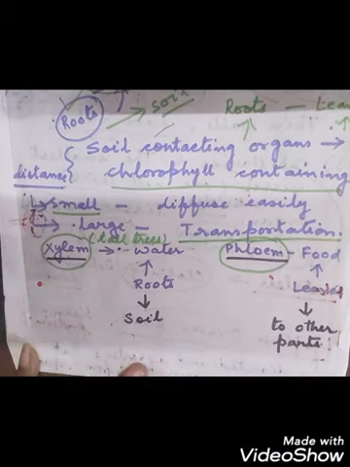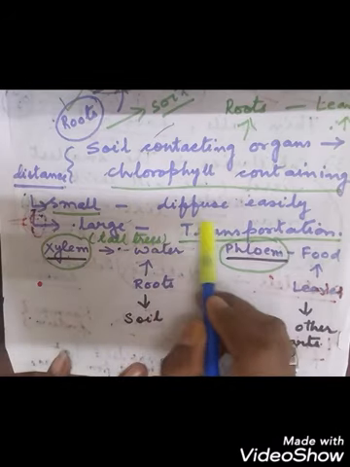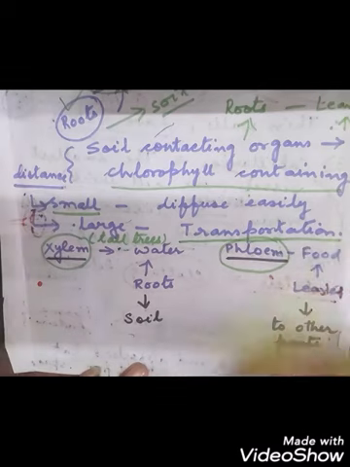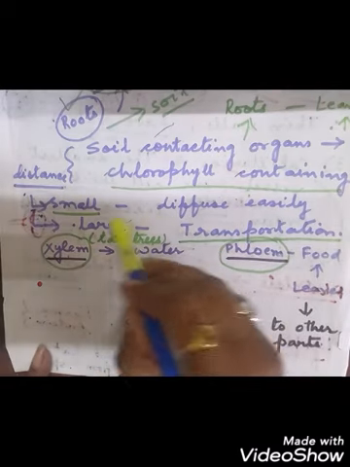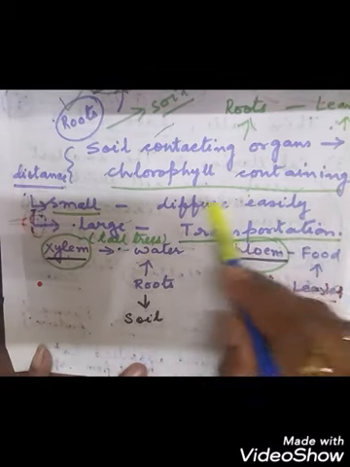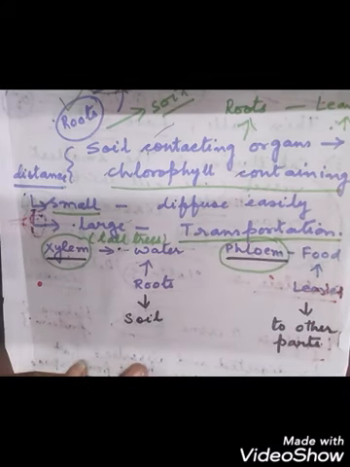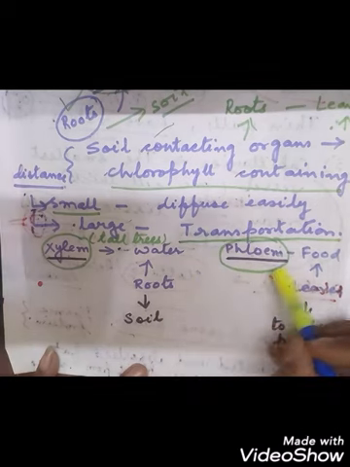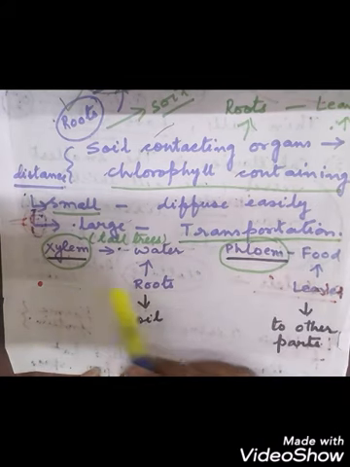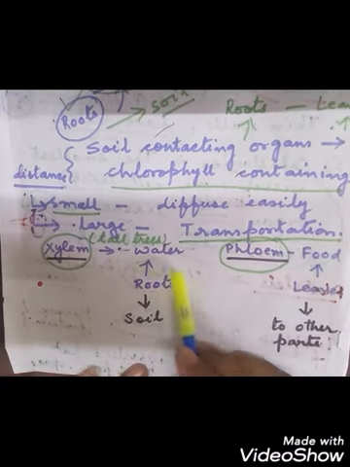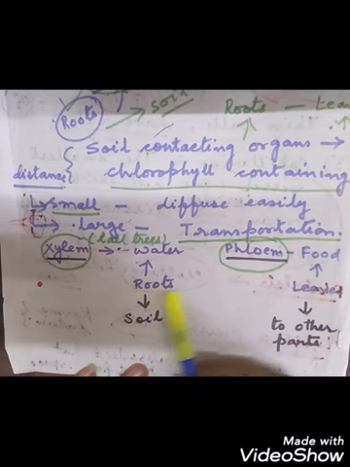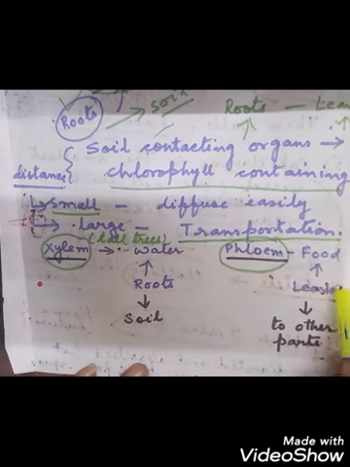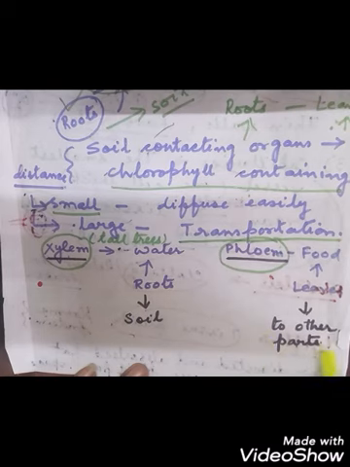So distance is a very important factor. If it is very close to each other, then the elements can diffuse easily from one cell to the other. But if it is very large, as in tall trees, then there should be a transportation system. And in plants, the transportation system includes vascular tissue, xylem and phloem. So xylem will carry the water through the roots from the soil, and phloem will carry foods from the leaves to other parts of the body.